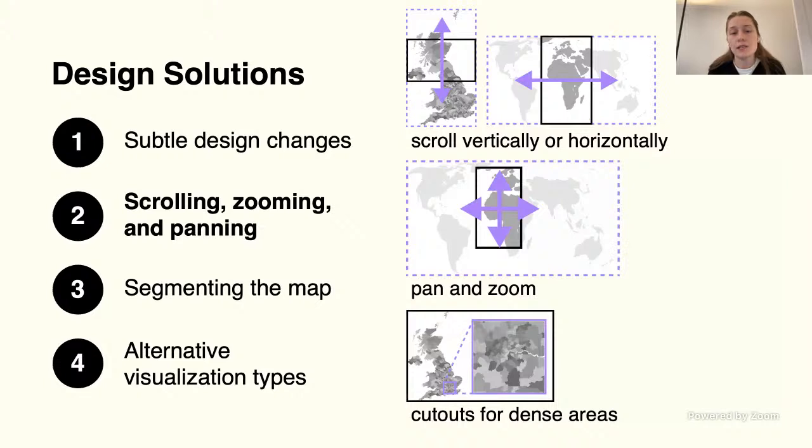And a third option is using cutouts for dense areas. So for example, on maps of the UK, London is often a much denser area than the rest of the map. So while the rest of the map might be fine, the London area would be difficult to read. So then you can create a little zoomed in cutout for that area.